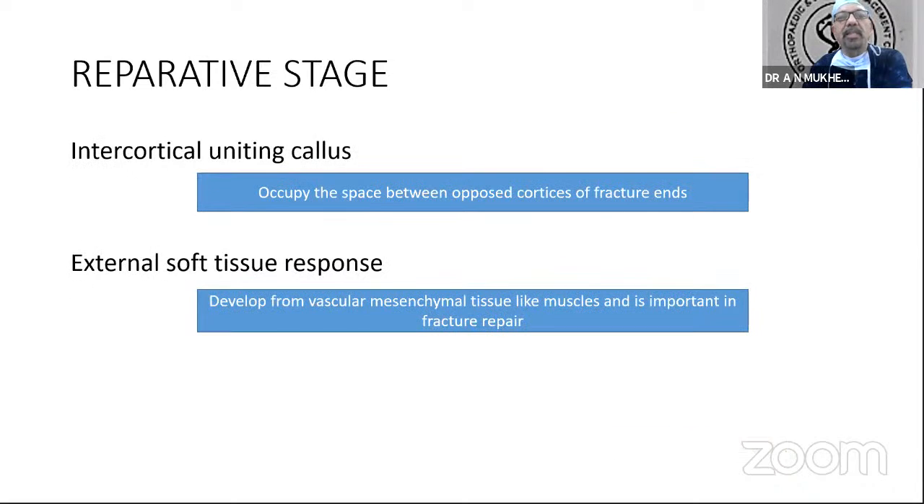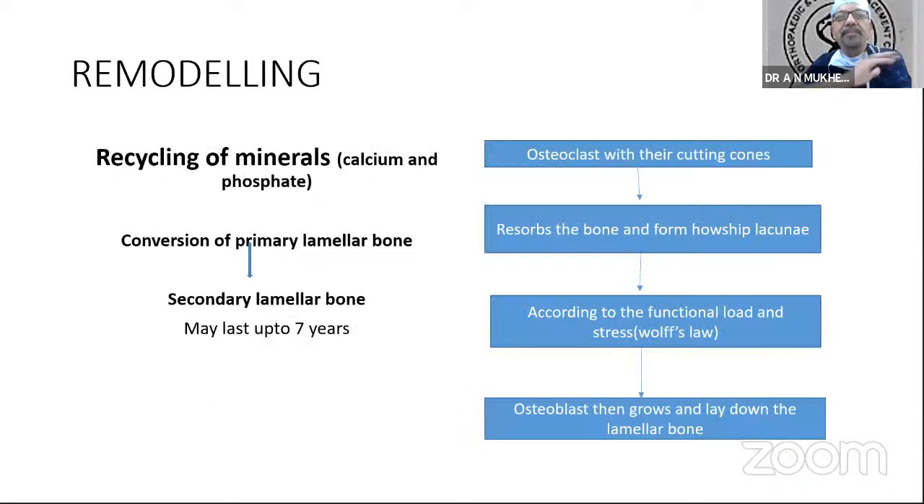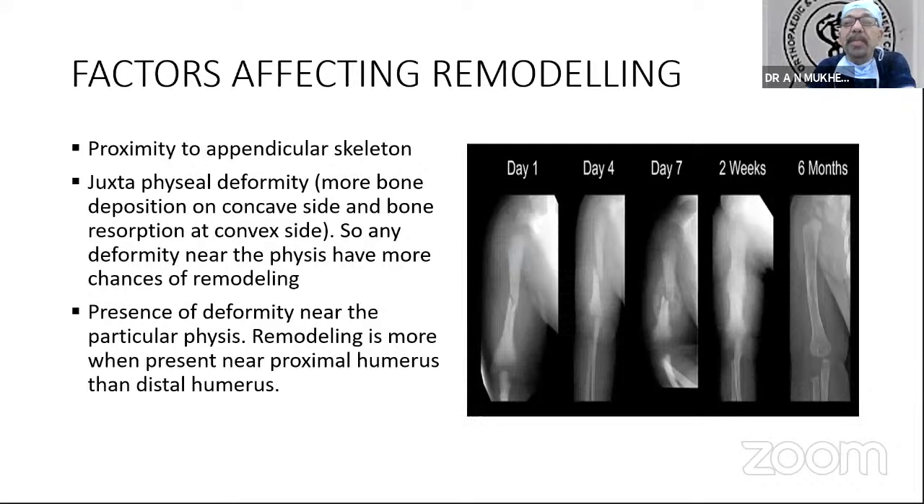I will just finish up the few slides which I left. I think I was somewhere here. So remodeling: recycling of minerals with calcium phosphate and the conversion of primary lamellar bone to secondary lamellar bone, which may take 7 years. The osteoclasts with their cutting cone edges resorb the bone from the outside, and according to Wolff's law, the osteoblasts then lay down lamellar bone.